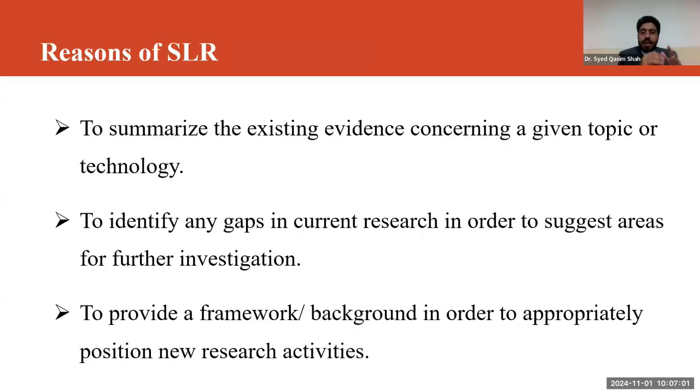And why are we specifically interested in systematic literature review? We want to summarize the existing evidence. The basic purpose is that we are interested in finding certain summaries concerning a given topic, technology, or any research question. This is the foremost thing. We want to summarize all the existing evidence, obviously based on existing previous research.